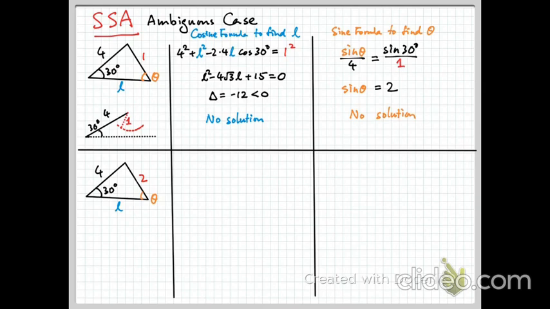So you can see the mathematics is going to tell you that there is no solution in two different ways. If you do it in the blue method using the cosine formula, it is telling you there is no solution because the discriminant is negative. On the other hand, if you use the sine formula to find theta, this is how the equation is telling you there's no solution. There are two ways to tell you the same thing. So that is the first case, where you have SSA, but there's no solution.